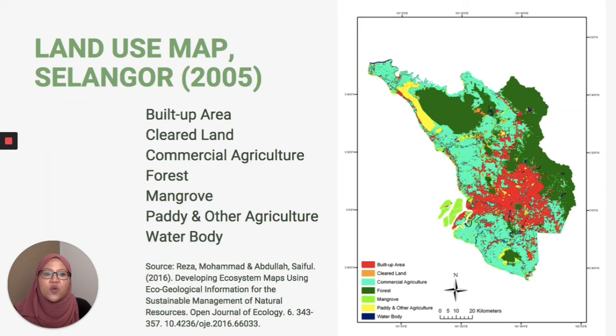And then you have commercial agriculture. So these are like rubber plantations or palm plantations, the ones that are big scale for commercial. You can see the dark green areas, which are the forest. And then mangrove area in light green, paddy and other agriculture in yellow. And then the water body, you can see some lines of dark blue and dots of dark blue, indicating rivers and lakes.